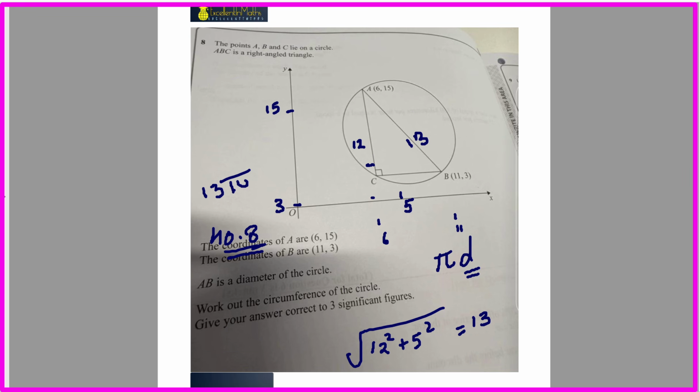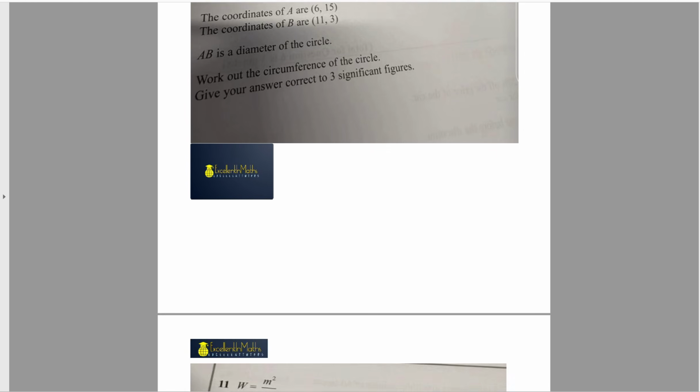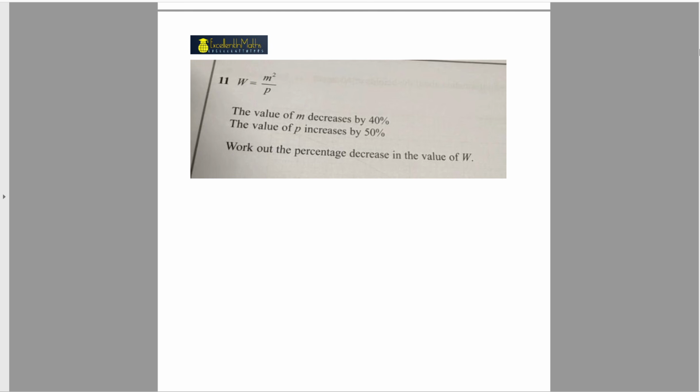Next one. Here he says find the value of m. Given the value of m decreased by 40% and the value of p decreased by 50%. So here the multiplier is, it's decreased, so it's 0.6. And the multiplier here is 1.5.